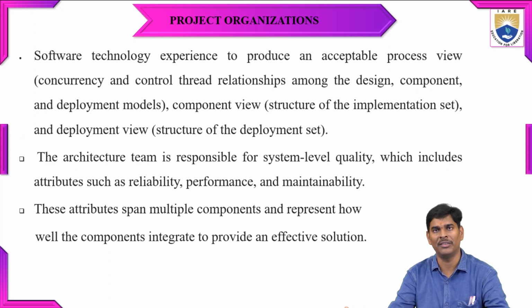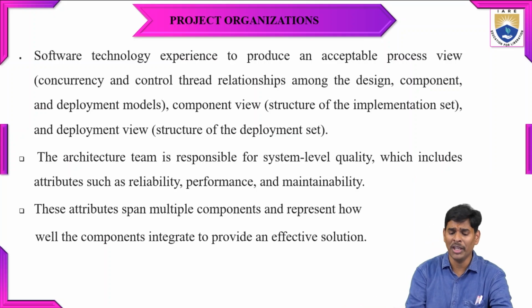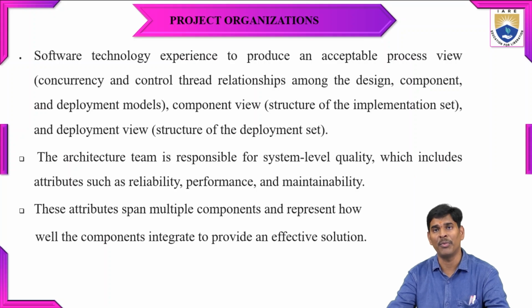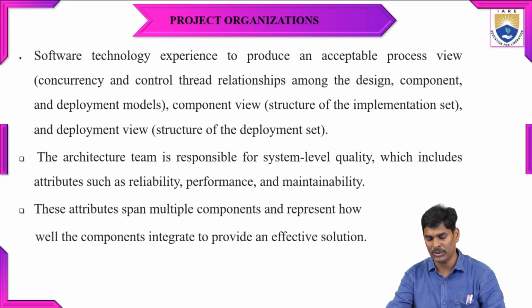So while they're designing the components or deployment models, when they're considering the component view, they need to go for the implementation sets. And the deployment view is nothing but they're going to check the structure of the deployment. The architecture team will be checking the different types of quality, based upon reliability, performance, and maintenance. If any one is low, then the quality of the system will decrease. So that's why, not only these metrics of measurement, we have different types of metrics to improve the quality of the system. And we have multiple components and represent the different types of components to provide good solutions here.